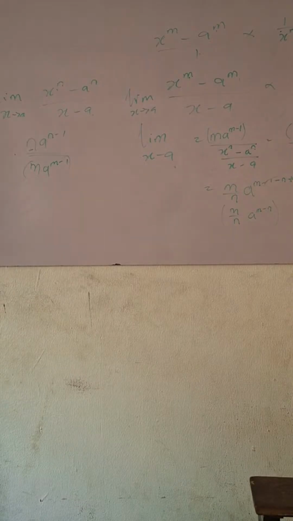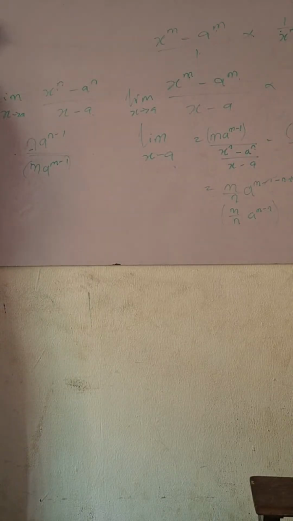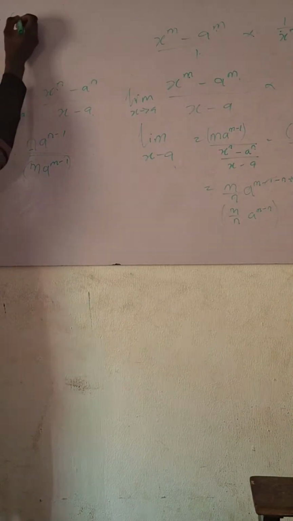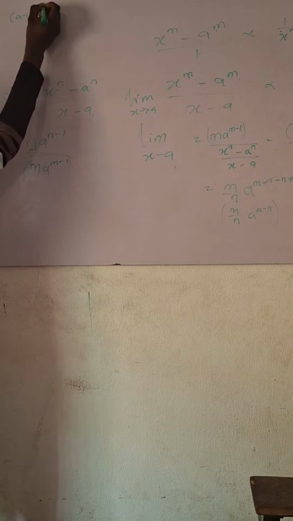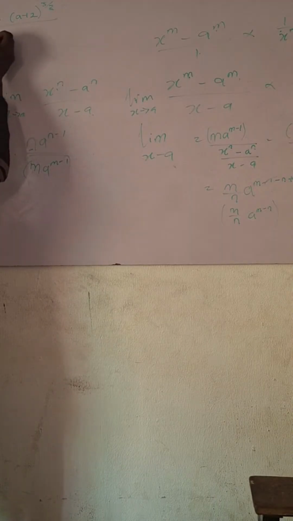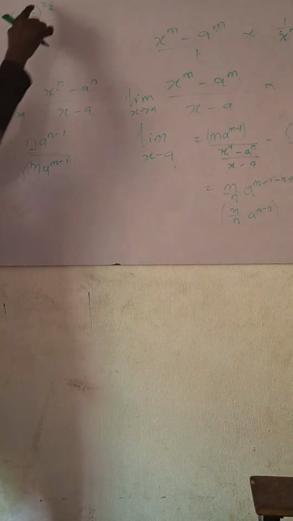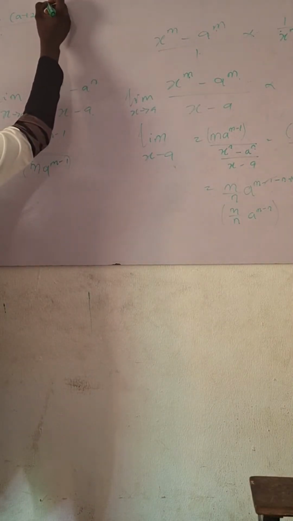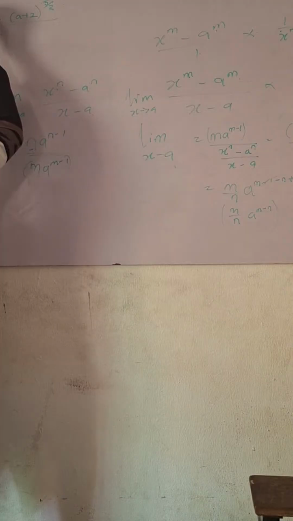Okay, let's check this question. The limit of x approaching a of (x plus 2) raised to 5/3 minus (a plus 2) raised to 5/3, over x minus a.